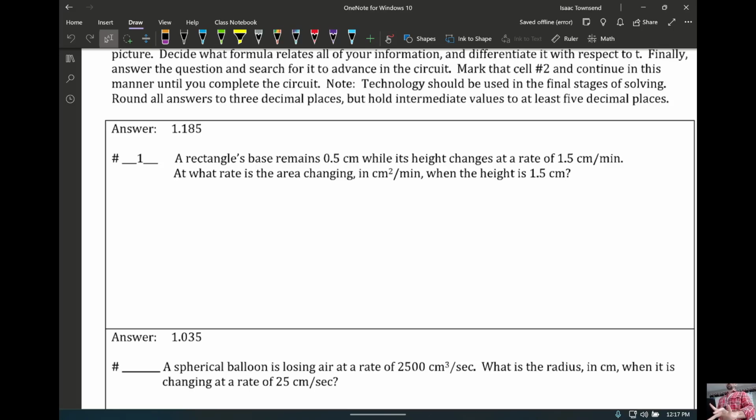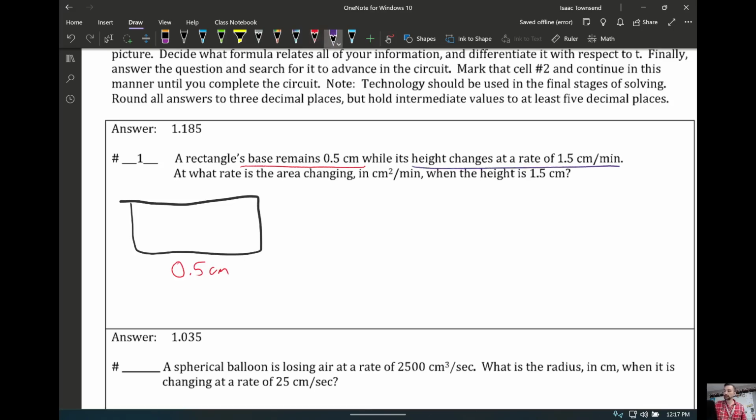Okay, so now that you've had a chance to try it here, we've got a rectangle, so I don't know if it's going to help to make a picture or not, but it certainly doesn't hurt. The base remains 0.5 centimeters, while its height changes at 1.5 centimeters per minute. At what rate is the area changing in centimeters squared per minute?